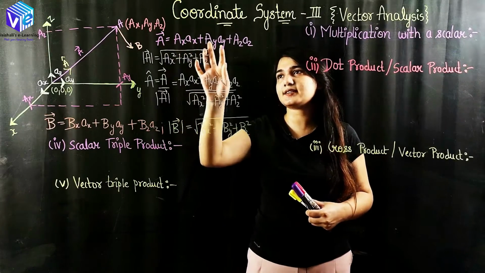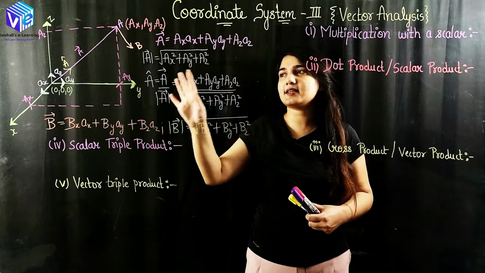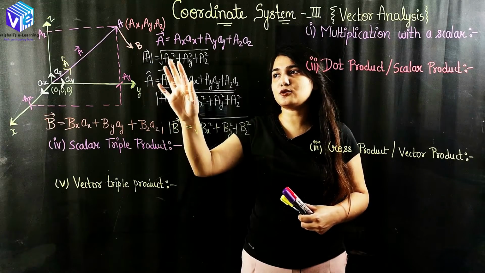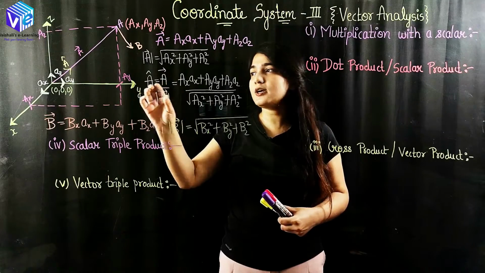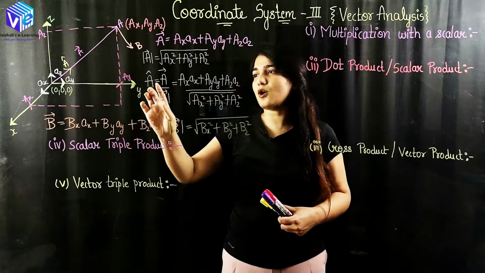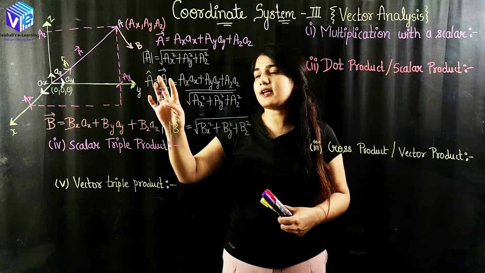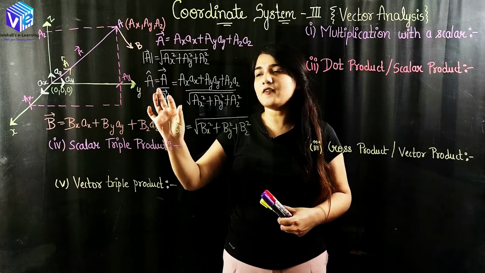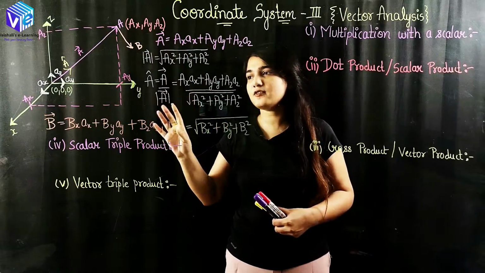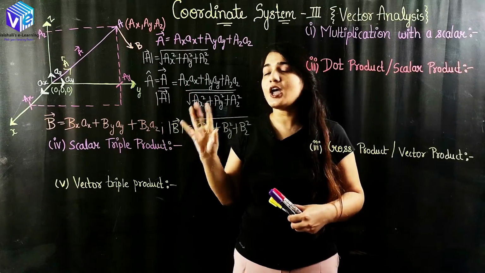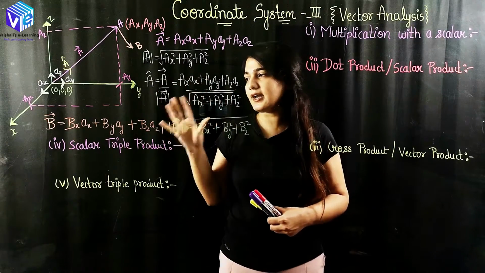We had already found out how we can represent the A vector. The A vector was Ax ax plus Ay ay plus Az az, and the magnitude of A was the square root of Ax square plus Ay square plus Az square. The unit vector along the A direction was A cap, and it is given as the A vector upon the magnitude of the A vector. I know the A vector and I know its magnitude, so this is how I can find the unit vector along the A direction.